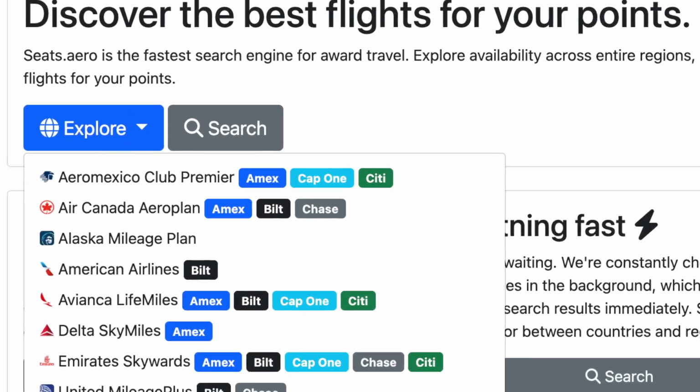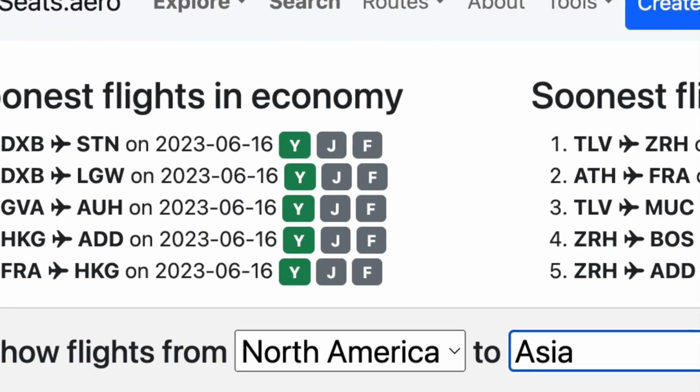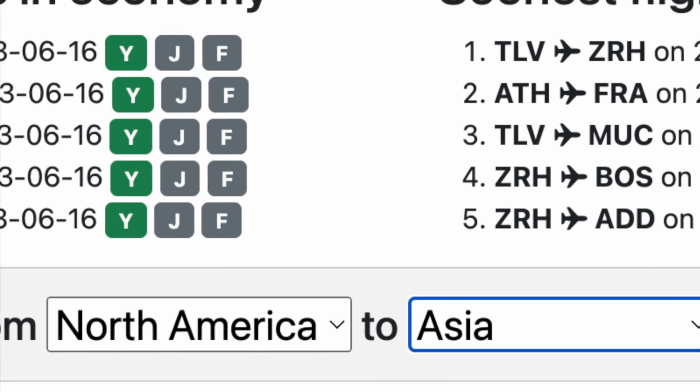There is a free version that allows you to see about 60 days out, and then there's a pro version that allows you to see about 12 months out. So we'll use the free version. If we go to the website, go to explore and choose Air Canada Aeroplan, it'll take us to this page where you can select flights originating in North America and going to Asia.